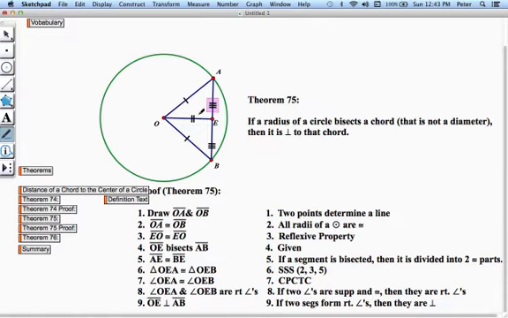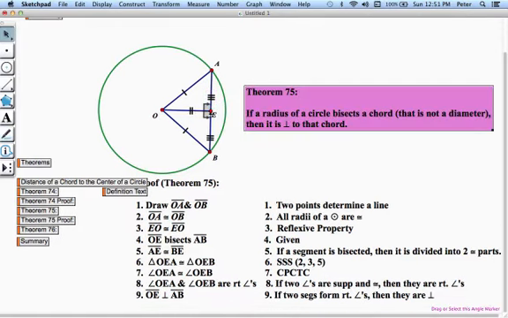We can show that this angle here, OEA, is a right angle, as is OEB, because they're congruent through CPCTC and supplementary. So we've proven that if a radius of a circle bisects a chord, then it is perpendicular to that chord.